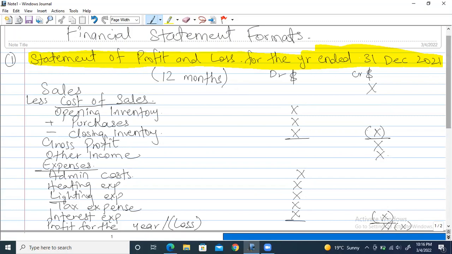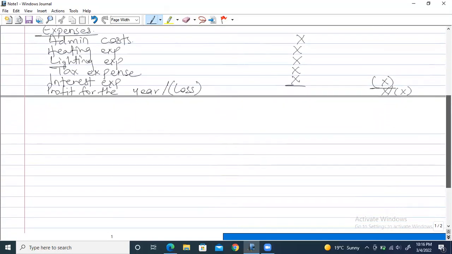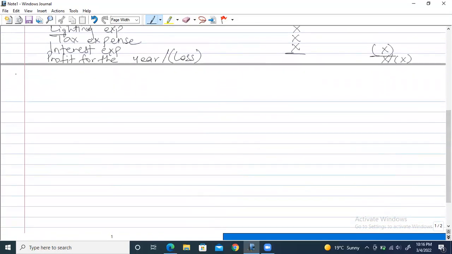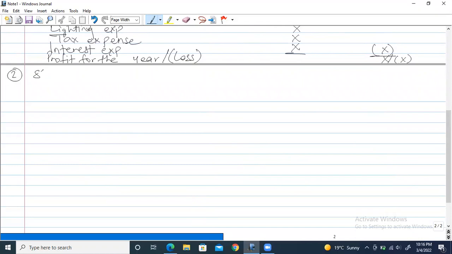Now the second one, and the more complicated one, is called the statement of financial position. Let's move to that as well. So this one is called statement of financial position. Again I'm writing the full word over here, like in the profit or loss we just saw above, where we write for the year ended, because we are producing it for the 12 months that have passed.